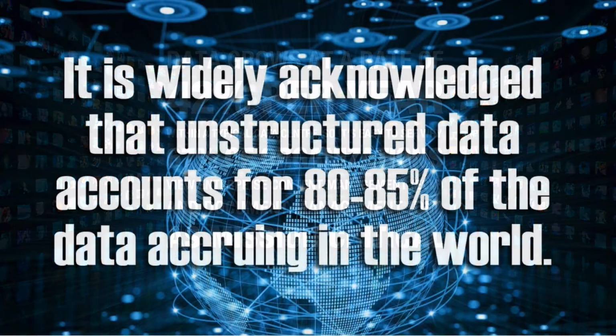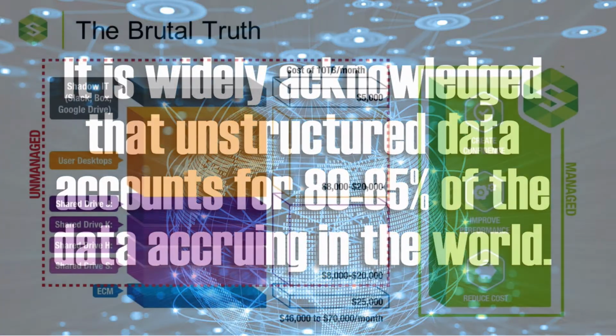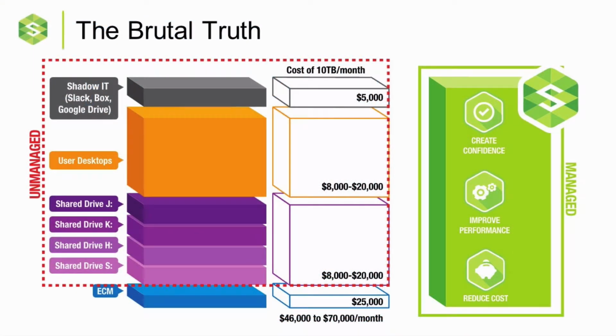But the practical reality is this document content, the documents that sit on your desktop computers, on your laptop computers, in your shared drives, just these files, accounts for 80 to 85% of the data that's accruing in the world. And it is, unfortunately, because of the nature of where we store it, outside of the reach of information governance. So we call this slide the brutal truth: when we go into organizations, there's usually an appetite for getting more information into ECM, because this is the piece that is managed.